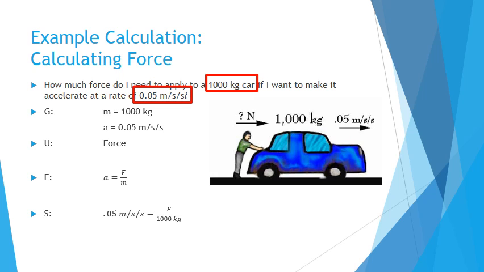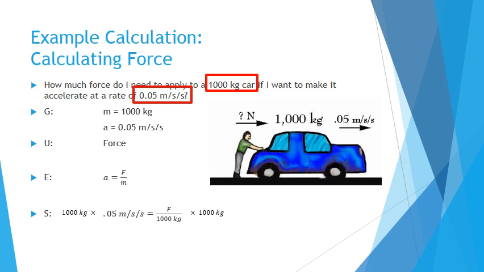This time we have to do a little bit of algebra. If I want to get F by itself so that I know what it's equal to, if I want to get rid of the 1,000 kilograms, I have to do the opposite. Right now I'm dividing by 1,000 kilograms, so I'm going to multiply by 1,000 kilograms. If I'm going to multiply by 1,000 kilograms on the right side of the equation, I have to do the same thing on the left side of the equation. On the right side of the equation, that'll cancel out, and we'll have F equals.